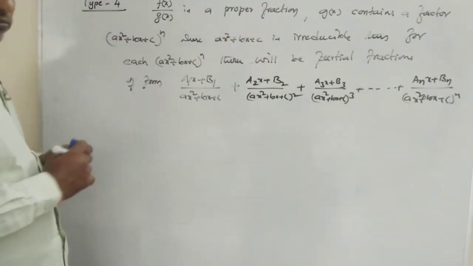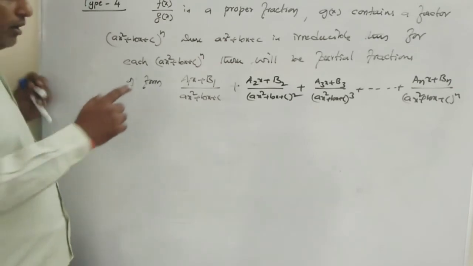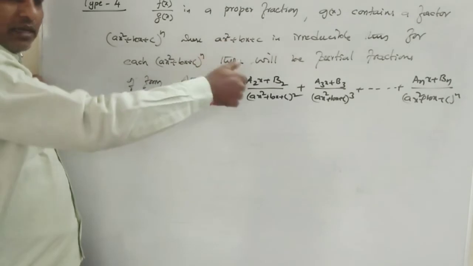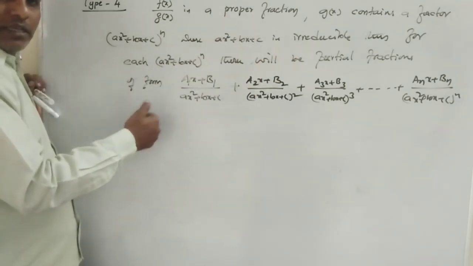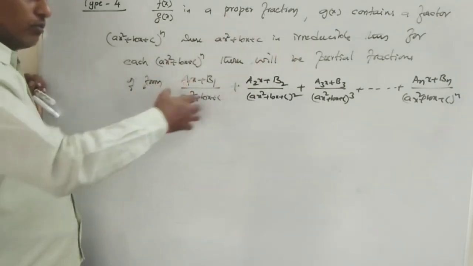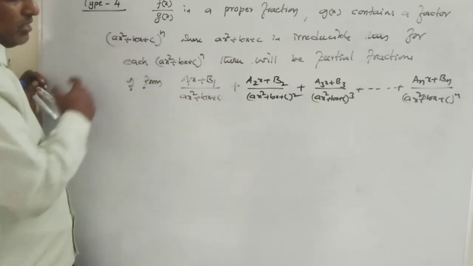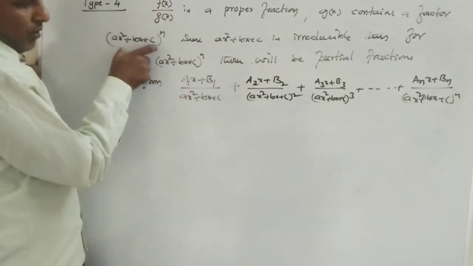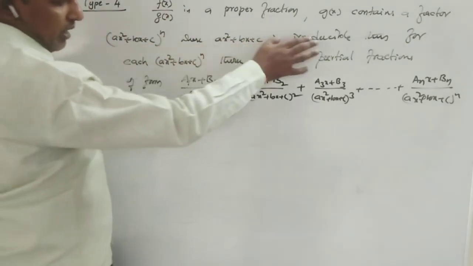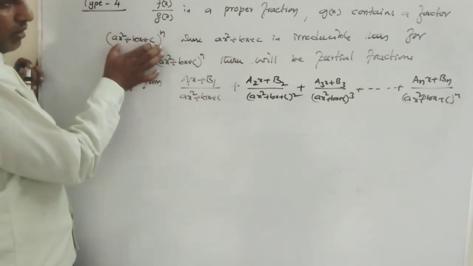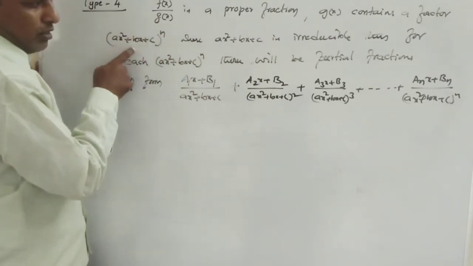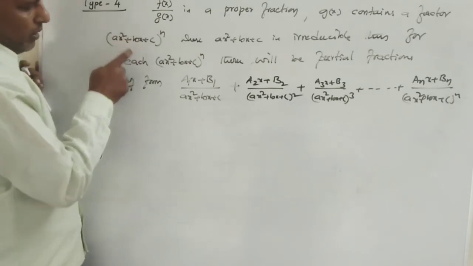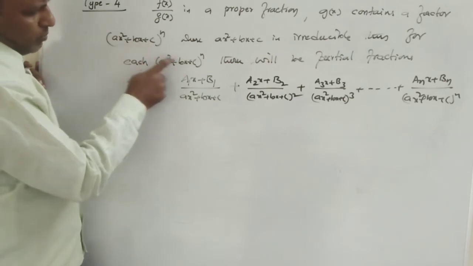As that of type 2, repeated linear factors, we wrote a1 by ax plus b, a2 by ax plus b whole square, and so on, same method. F of x by g of x is a proper fraction. G of x contains a factor of this form where ax square plus bx plus c is irreducible. This is an irreducible polynomial. I already discussed the reducible and irreducible in earlier classes. Therefore, it's an irreducible polynomial.